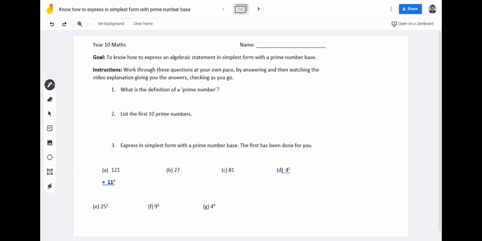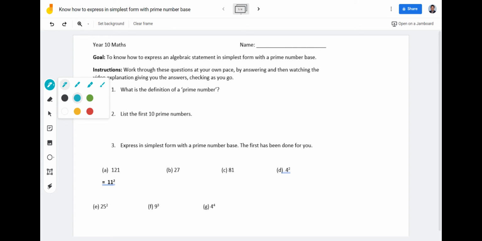Today our goal is to know how to express an algebraic statement in simplest form with a prime number base. So let's work through the answers together. Remember to have a go at each question and then pause the video, play the video to see the answer and check and correct it as we go.